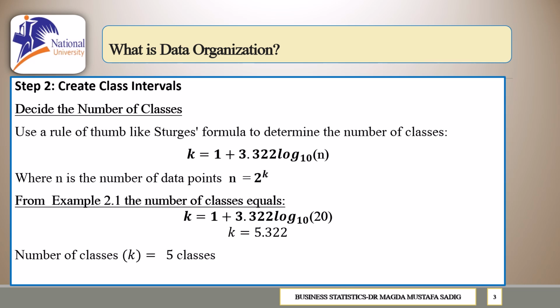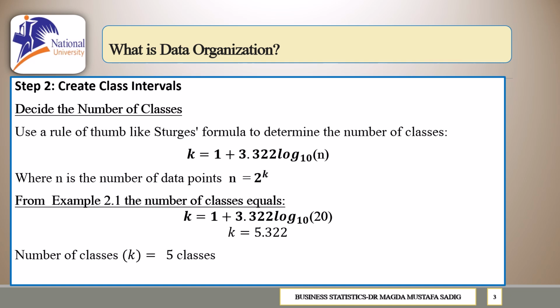Step 3. Determine the number of classes. Once the data have been arranged, we need to divide them into groups called classes. Each class represents a range of values, but the question is, how many classes should we create? If we create too few classes, important information may be hidden. If we create too many classes, the table becomes unnecessarily complicated.